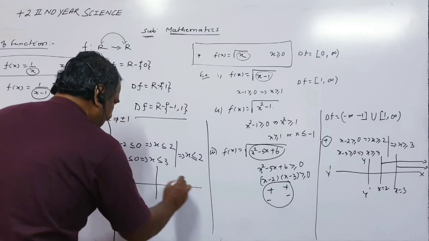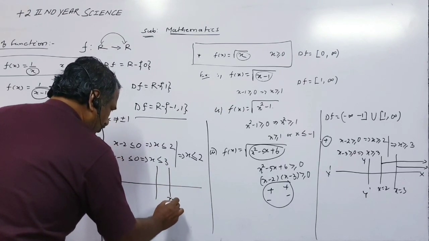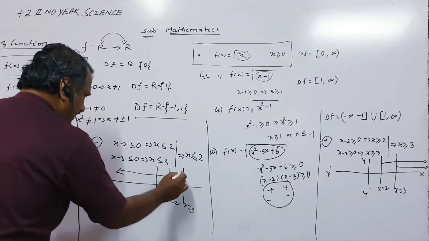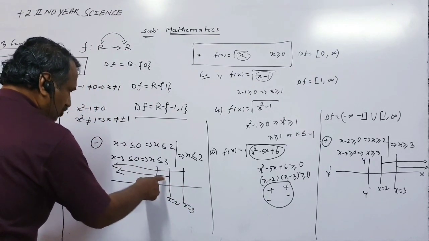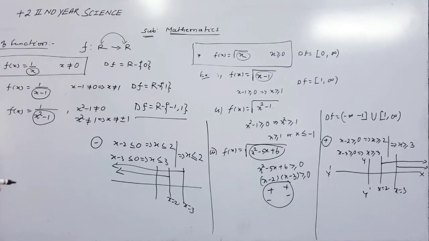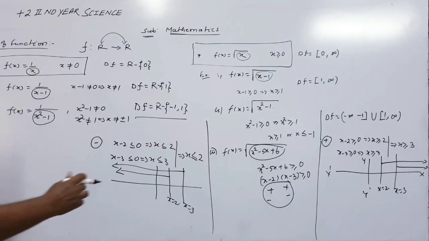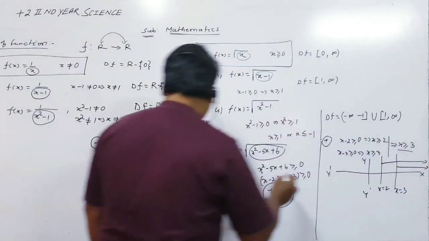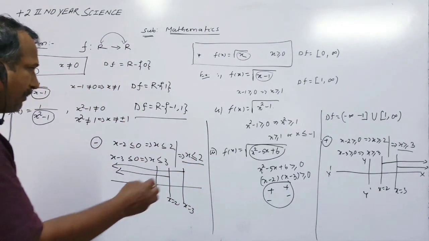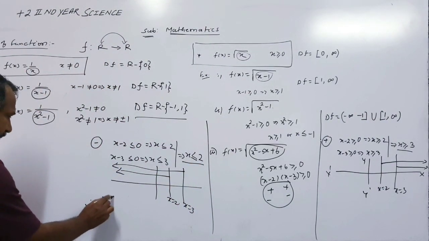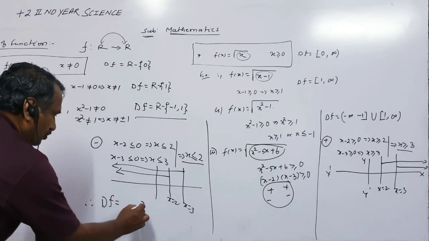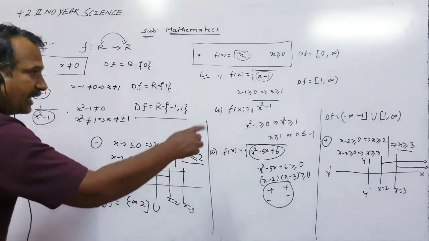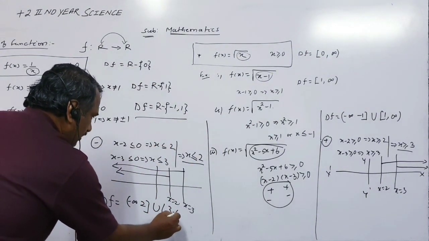On the real line, suppose this is x = 2 and this is x = 3. One is less than 2, another is less than 3. Now combine these two, that means the intersection interval. So x ≤ 2, another is x ≥ 3, another is x ≤ 2. Therefore the domain of the function is (−∞, 2] union [3, ∞).